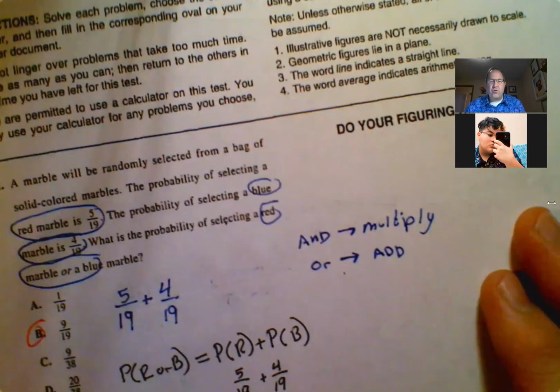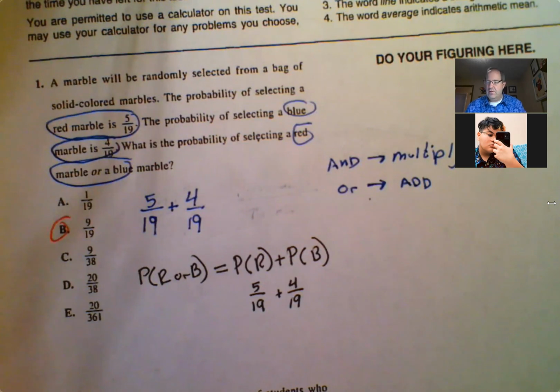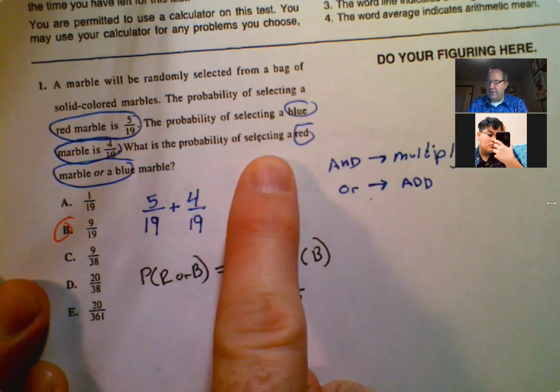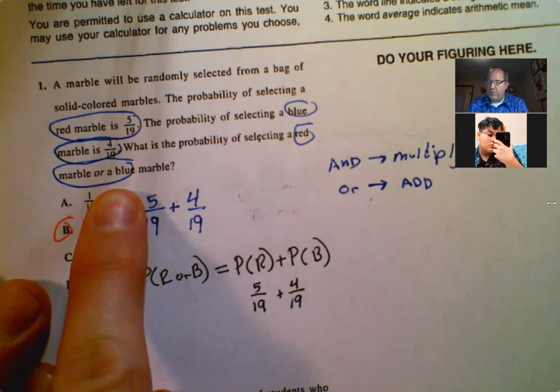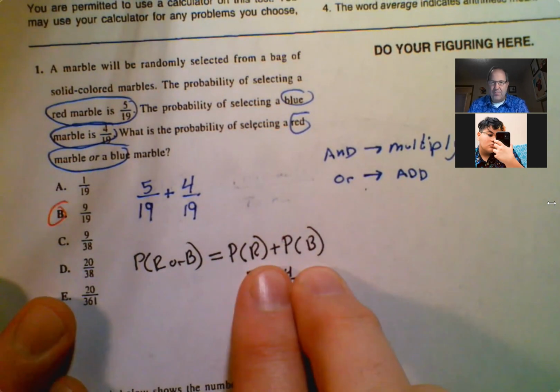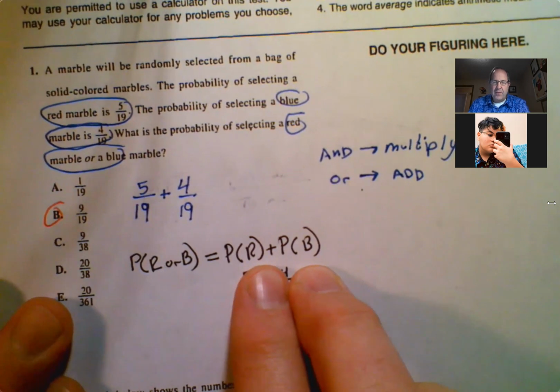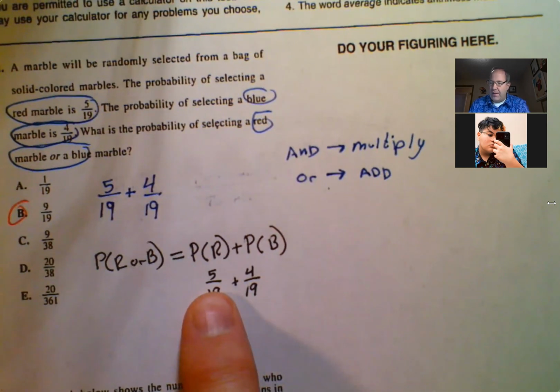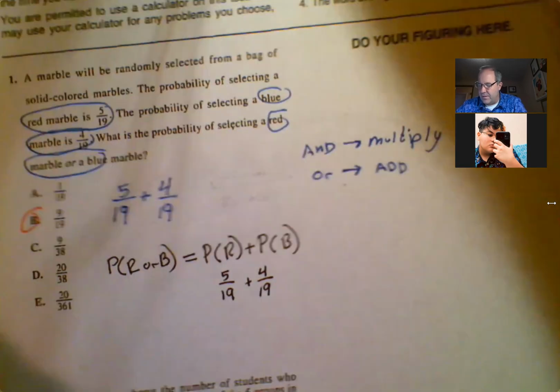Okay, so let's take a look at this. Boy, right out of the gate, first two questions, probability. What's the probability of selecting a red marble or a blue marble? Well, we know the probability of an "or" means we're adding them up, right? And so when I add those up, I get letter B.